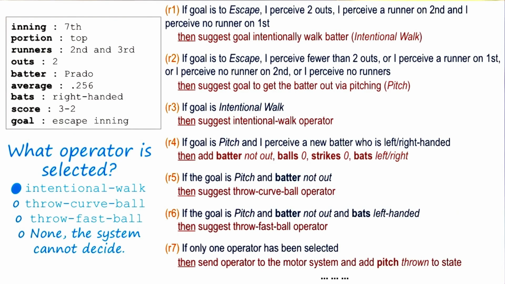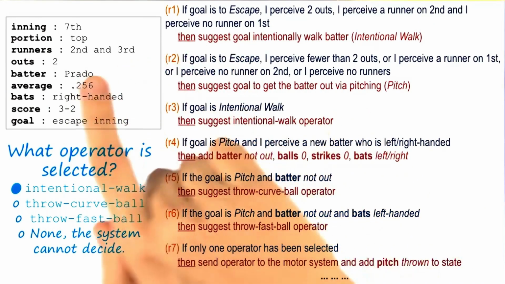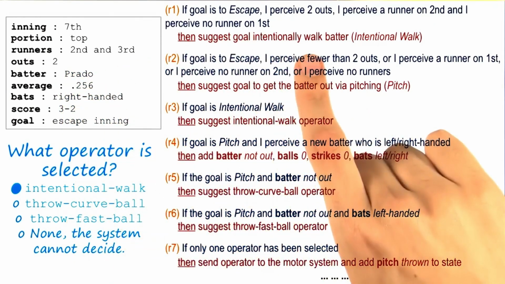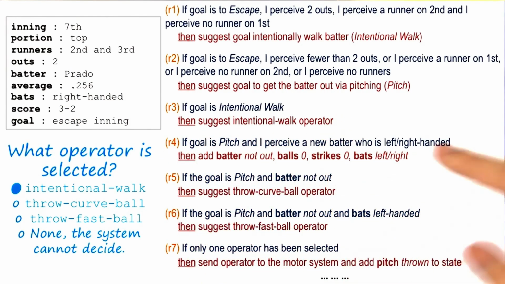So based on the first production rule, the goal is to escape. There are 2 outs. There's a runner on second, and there's no runner on first. So the goal is now to intentionally walk the batter. If the goal is intentionally walk, then we suggest the intentional walk operator. Nothing else adds any other operators, so there's only one operator selected, and so that's sent to the motor system. So it ends up selecting the intentional walk operator. That was right, David.